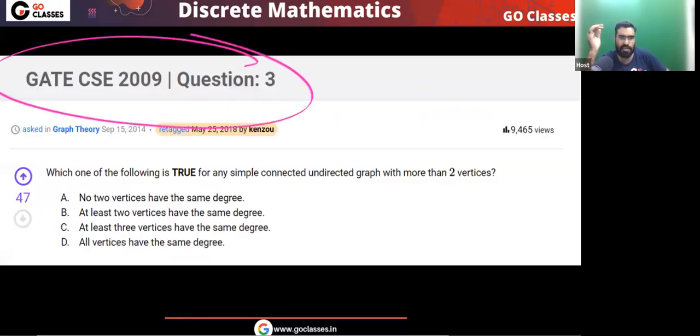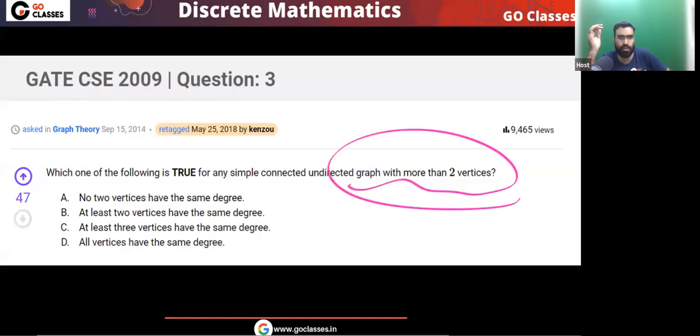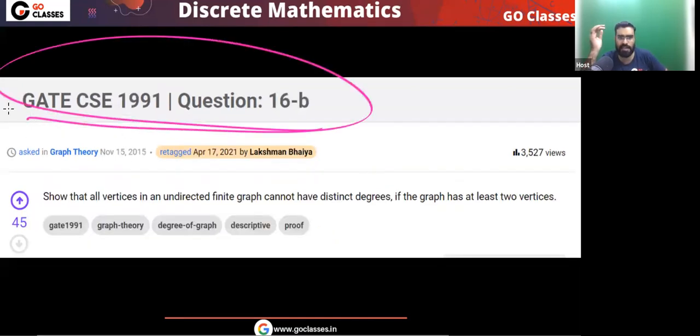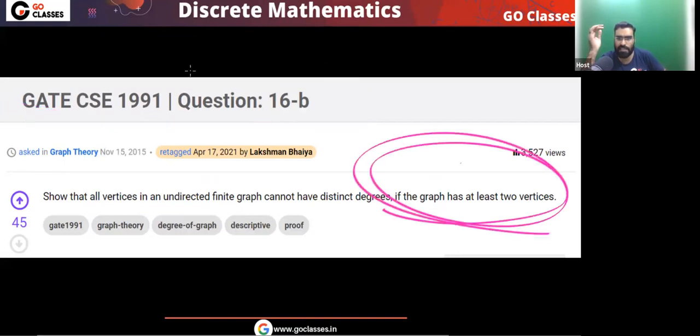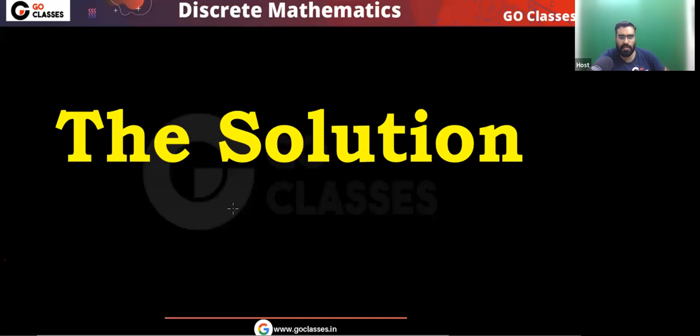You can see this is a GATE Computer Science 2009 question. They are asking this question in terms of a graph. They are saying that you have a graph with more than 2 people, meaning there is a party with more than 2 people. And the options say that at least 2 people have the same degree. Don't worry about degree, I will explain what degree is. But the point is, at least 2 people know the same number of people. The same question has come in GATE 1999 also. Again, the graph has at least 2 vertices of the same degree, meaning the graph must have at least 2 vertices of the same degree. So the same question can come in the GATE exam in many ways.